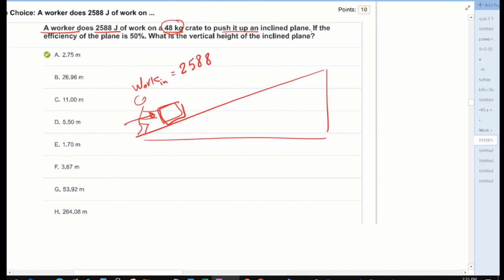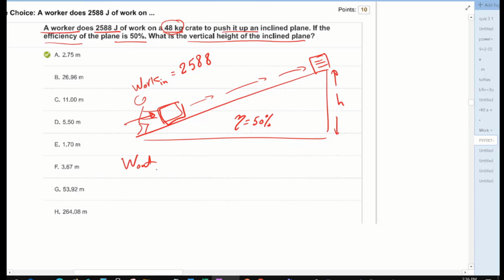To push it up an inclined plane, if the efficiency of the plane is 50%, what is the vertical height of the inclined plane? You need to push it up. So here I have output work and input work. The output work is the work that the worker does, which is 2,588. Sorry, that's the input work, not the output work. The input work is the work that the worker does.